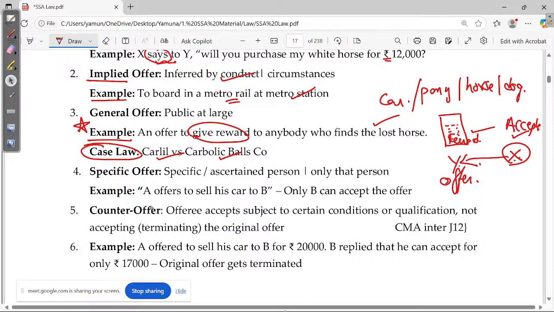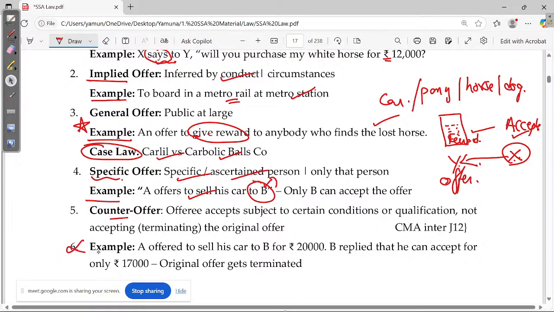Let me go for the fourth example. Under the specific offer, A offers to sell his car to B. To whom? To B, which means B is the only offeree. B can only accept the offer. B can only be the acceptor. So it's a specific person or an ascertained person. Only that person. It can be one person or a group, that's different. But to that person only.